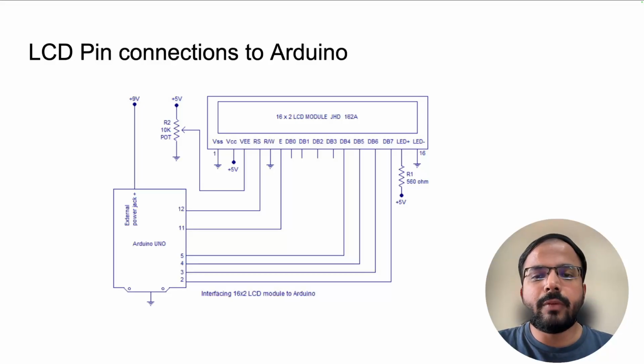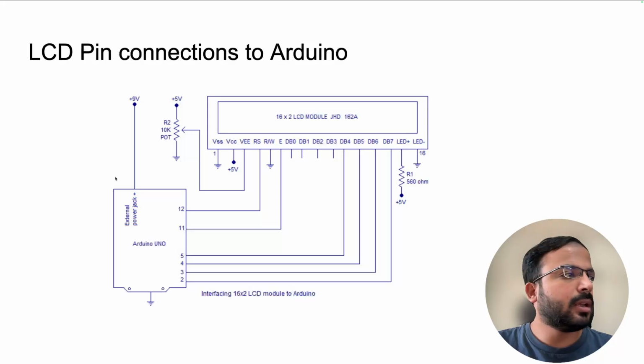Hello everyone, welcome to Embedded Systems course with Arduino. In today's session, we are going to create the circuit which interfaces LCD 16 cross 2 LCD to Arduino, and we are going to write the code which displays certain texts on this LCD.